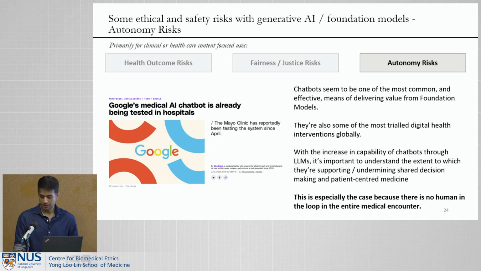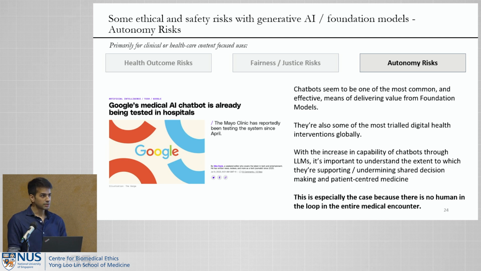Autonomy risks. So far, because of the fact that chatbots seem to be one of the most common and effective means of delivering value from foundation models, and also that they are some of the most trialed digital health interventions more broadly, even outside of AI, it's likely that the increase in capability of chatbots through LLMs will manifest in some sort of medical chatbots built on top of these models. And so it's important to understand the extent to which they're supporting or undermining shared decision-making and patient-centered medicine.